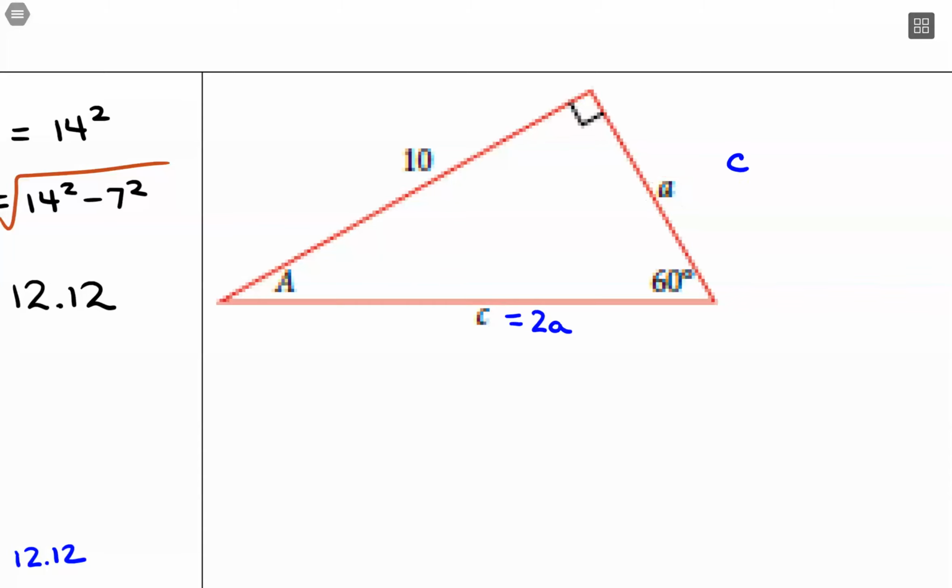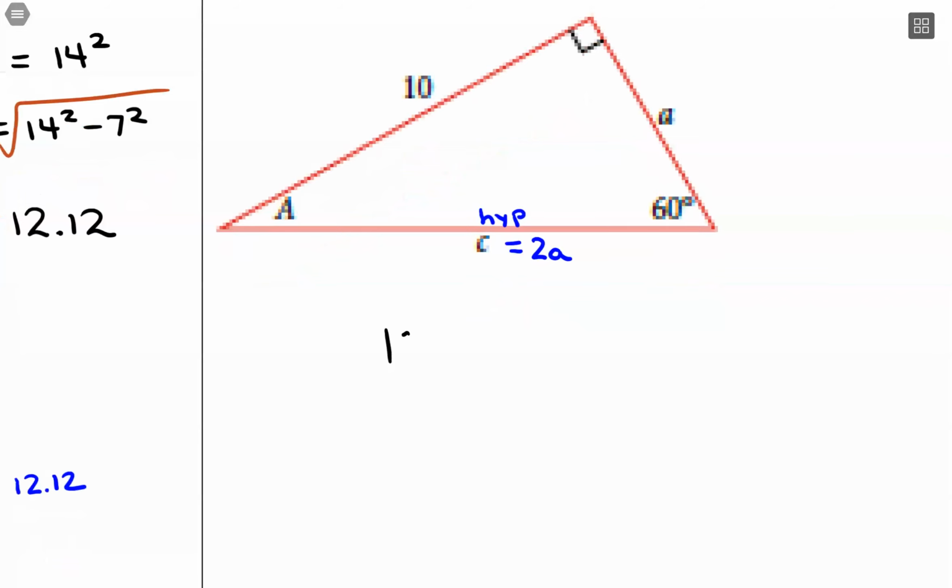Or we could have done it as C over 2 on that side. Basically, we want it in terms of a single variable. So either way, I'm just going to avoid fractions as much as I can. So I'm going to use that 2A there. So this means that I have 2 unknown side lengths. However, I can represent it in terms of a single variable. And then let's see, C is our hypotenuse. And then we have leg of A, leg of 10.